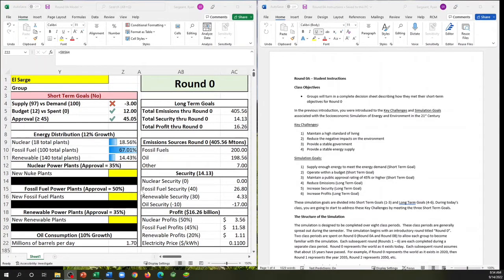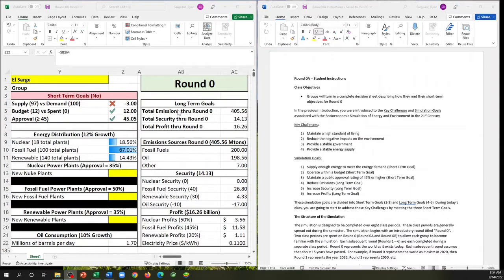Now let's talk about how to optimize your energy infrastructure to meet your long-term goals. Long-term goals are the other face of this activity that is important for you to consider. You have to meet your short-term goals, and they're pretty objective. Either you have a red X or you have a green check mark, and so you know if you've met your short-term goals. Long-term goals are not quite as obvious. There are 3 types: emissions, security, and profit.